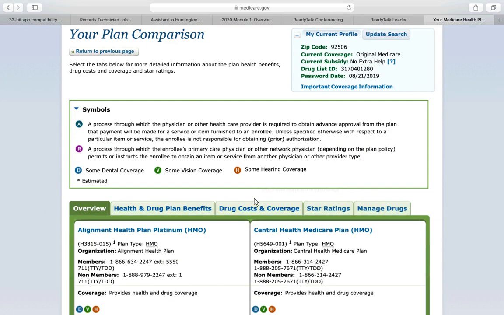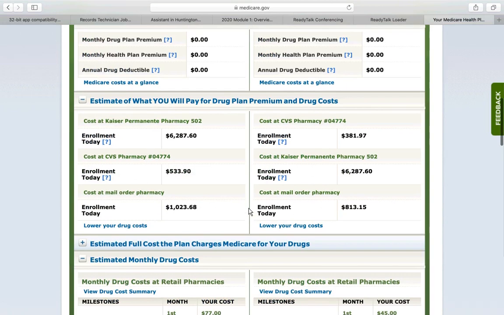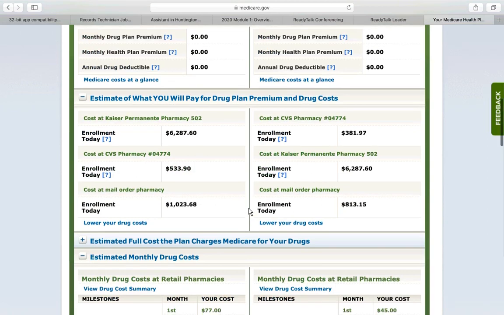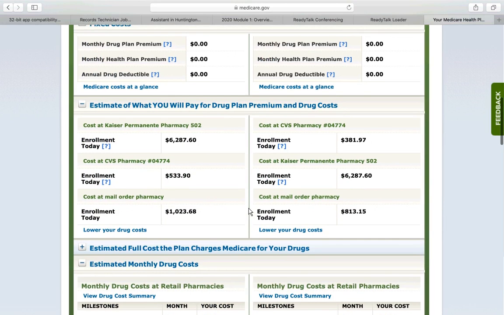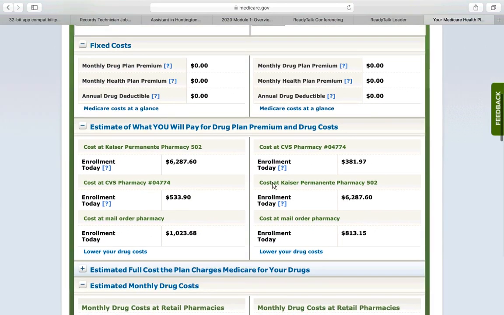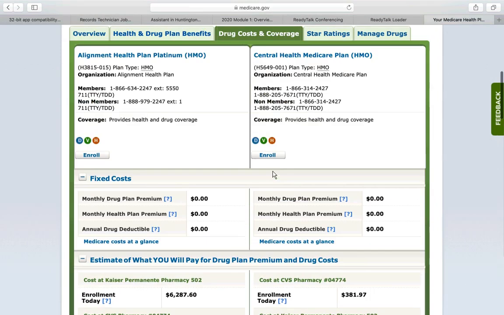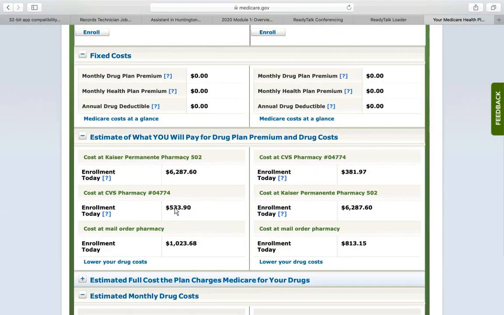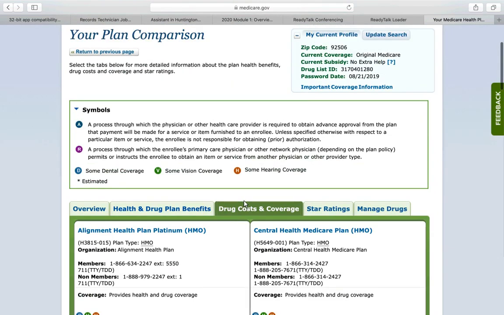Let's look at the drug costs here. Okay, I still have the Kaiser Pharmacy here, so just disregard that. But you can see that Central Health Plan still has a better total out-of-pocket cost than even Alignment Health Plan. Okay. All right.